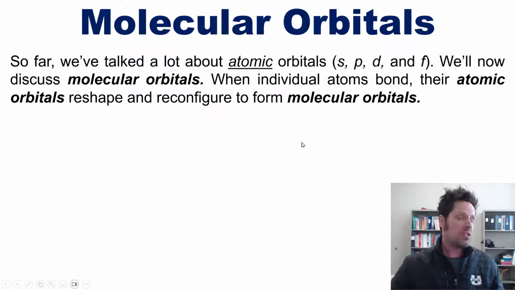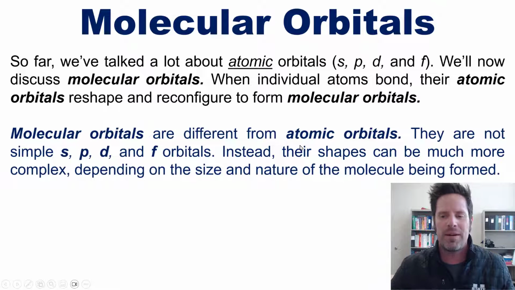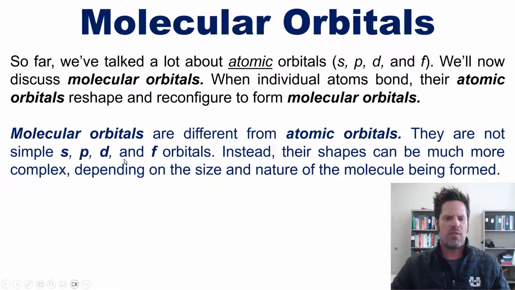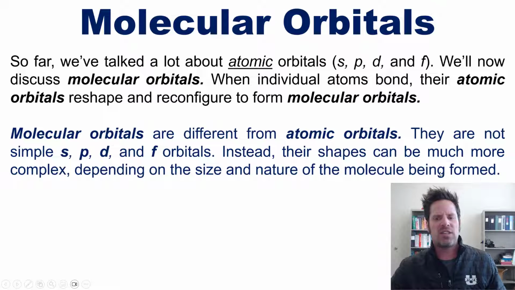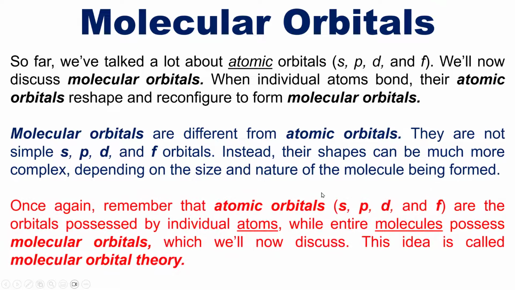Make sense? Thus, molecular orbitals are different from atomic orbitals. They are not the simple s, p, d, and f orbitals. Instead, molecular orbital shapes can be much more complicated depending on the size and nature of the molecule being formed. Once again then, please remember that atomic orbitals are the orbitals possessed by individual atoms, while entire molecules possess molecular orbitals, which we will now discuss. This idea is called molecular orbital theory.